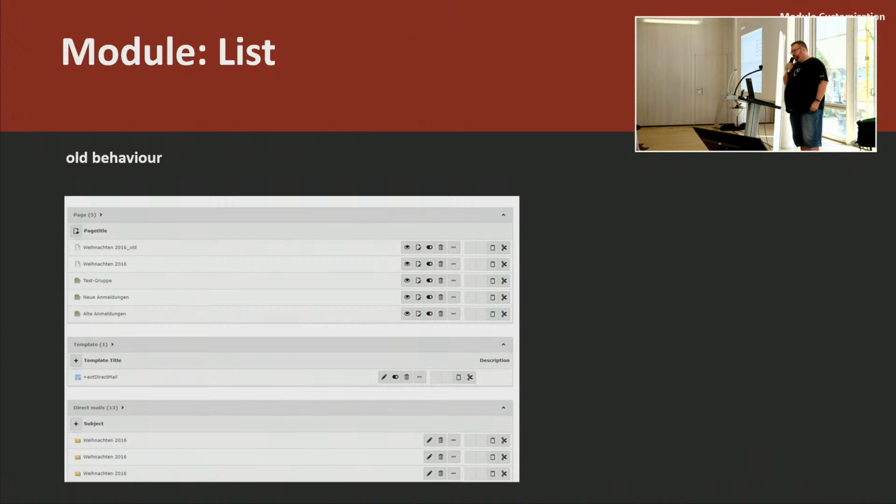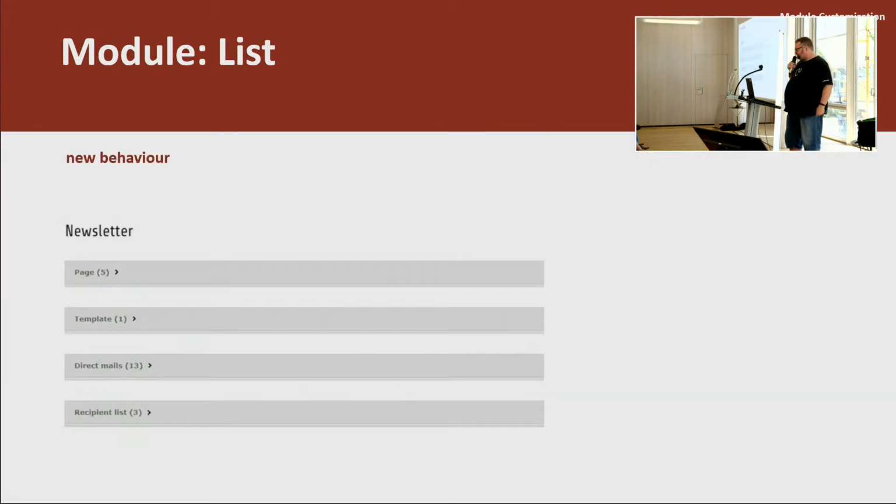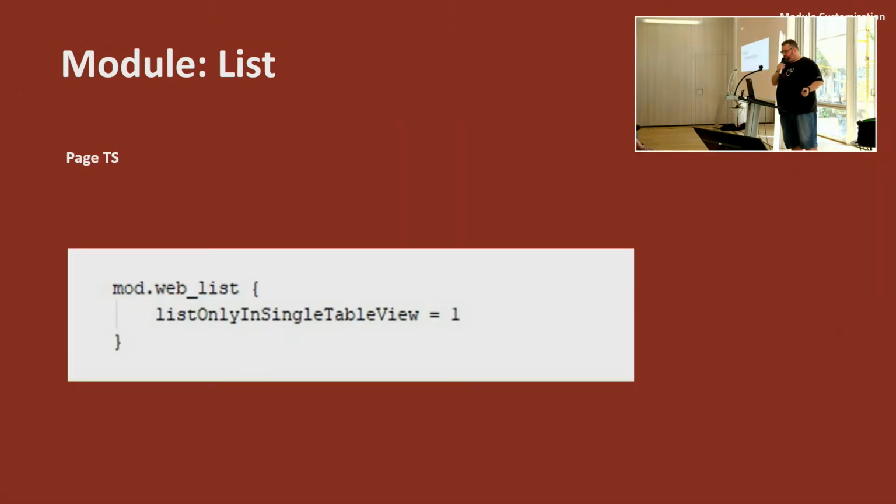On some pages, when the editors go to the list module, there is very much information. You have much information in the list. It would be a little bit better to collapse everything, so the editors only see what you want, and then they can go to the single table view. You can set that with this little configuration.